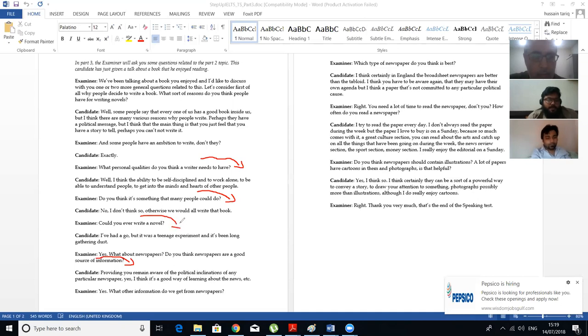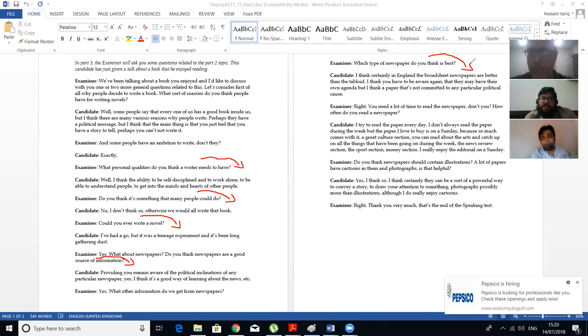Yes. What about other information do we get from newspapers? Which type of newspapers do you think is best? Well, I think there are so many newspapers which are good at it, such as broadsheet newspapers and some tabloids. But they have their own agenda, because they don't focus on any general stories. They focus on specific problems or specific events.